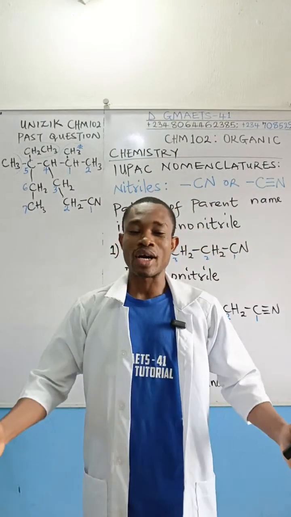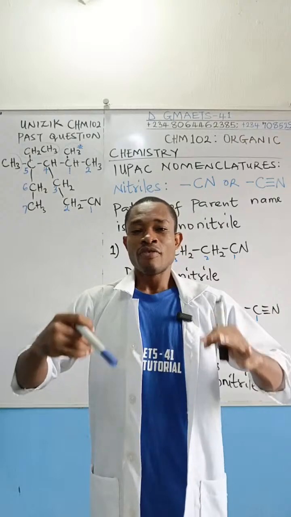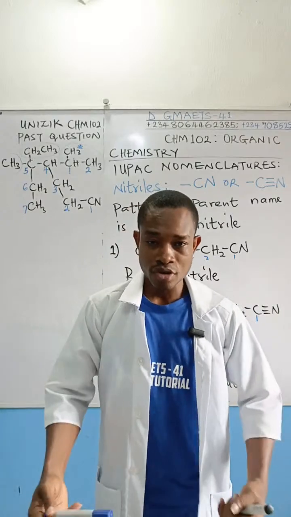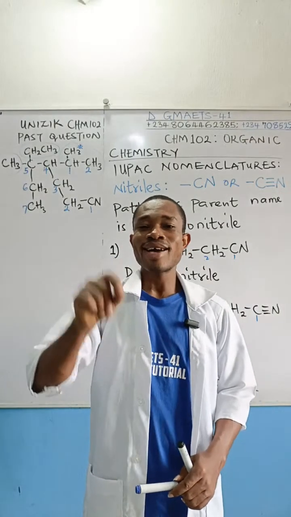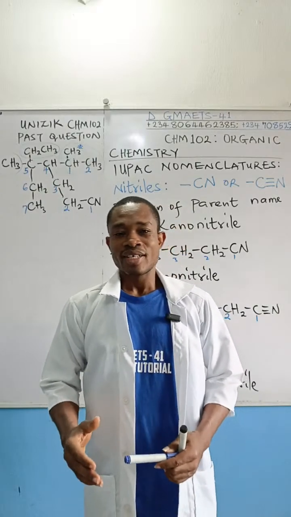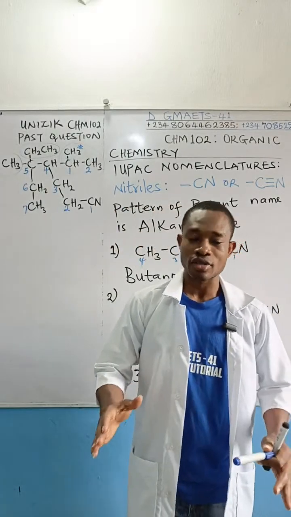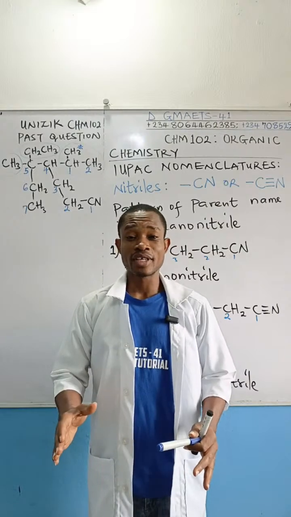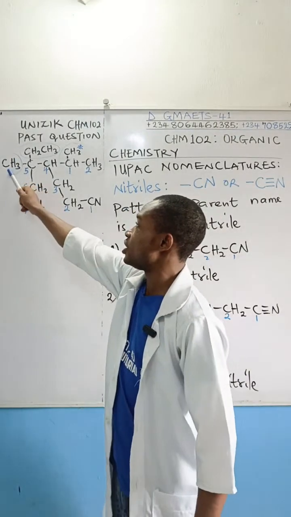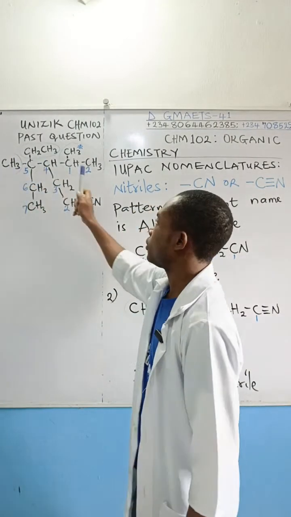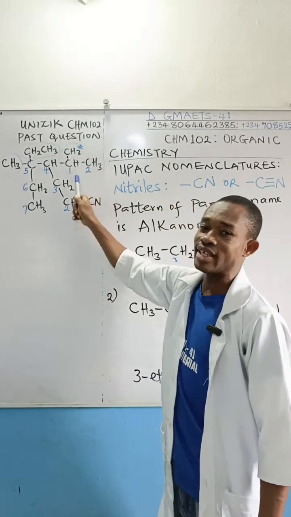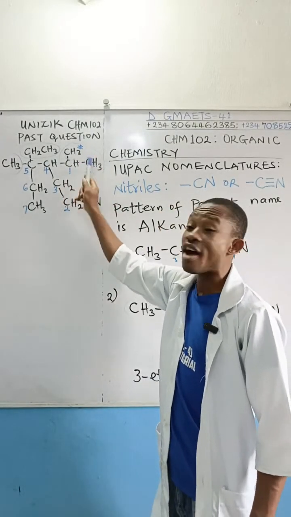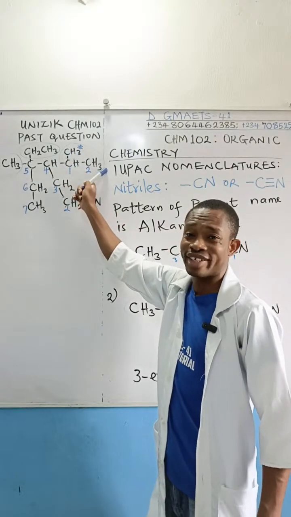So what is more? We now have to follow the alphabetization rule to determine the substituent that will have to be mentioned first. Am I communicating? So I have methyl, N, ethyl, E. Here I have methyl ethyl. That's what I have here, because we have methyl attached to ethyl.